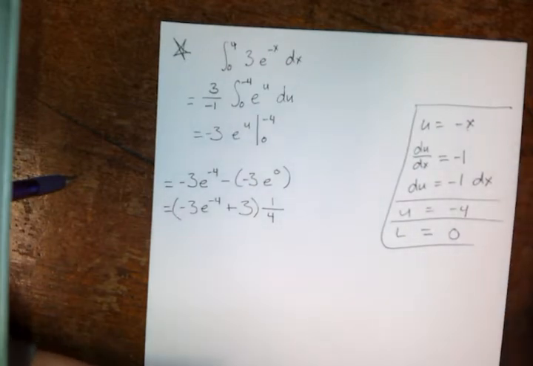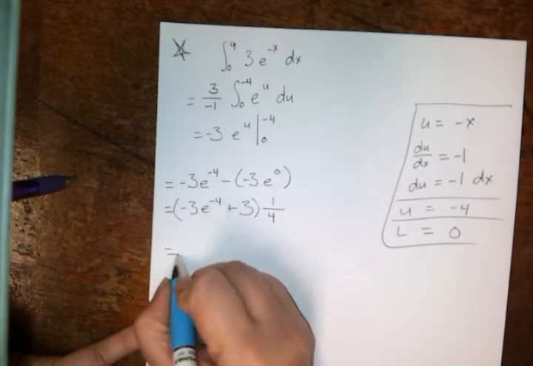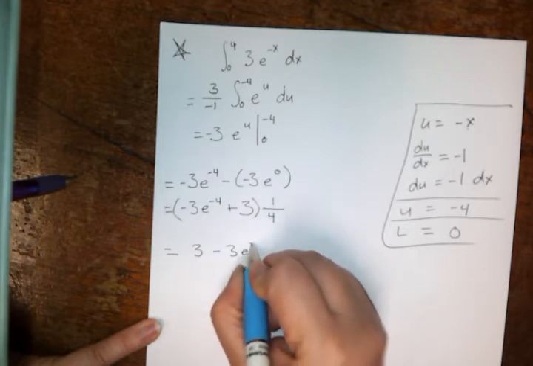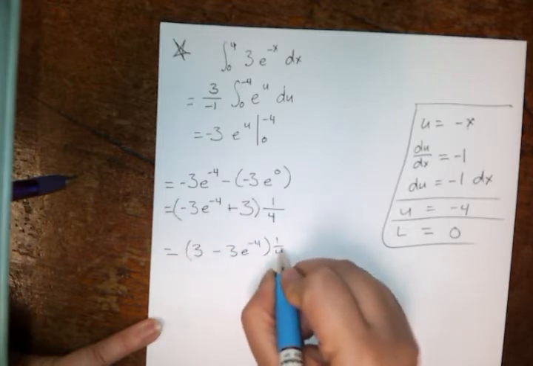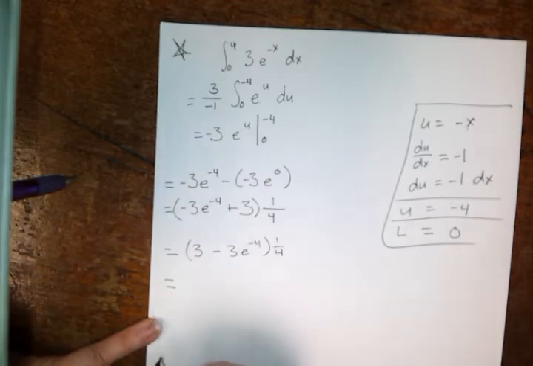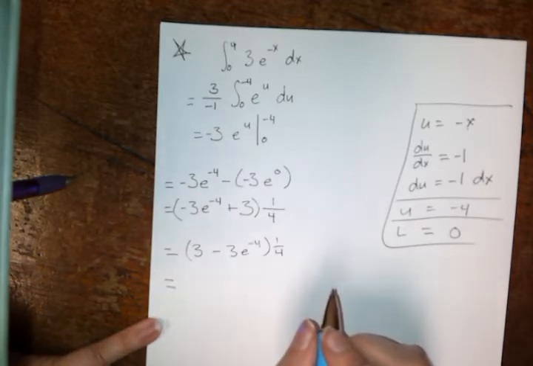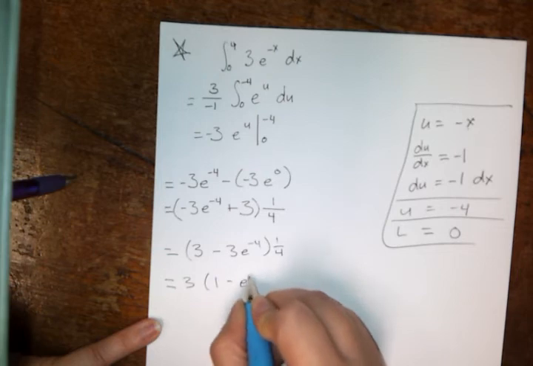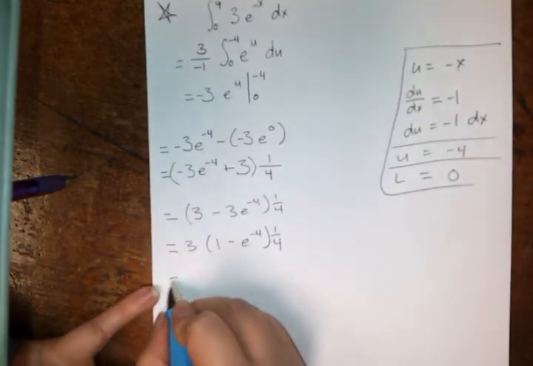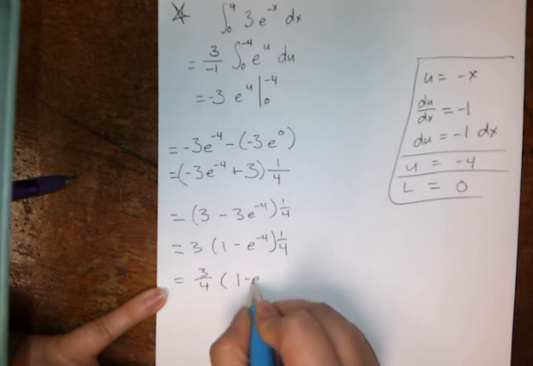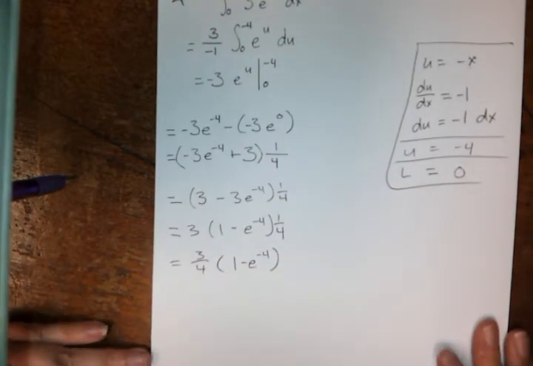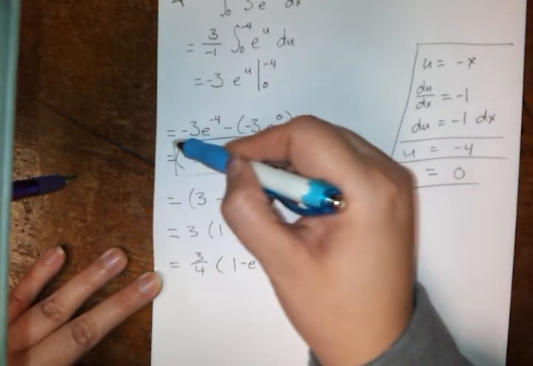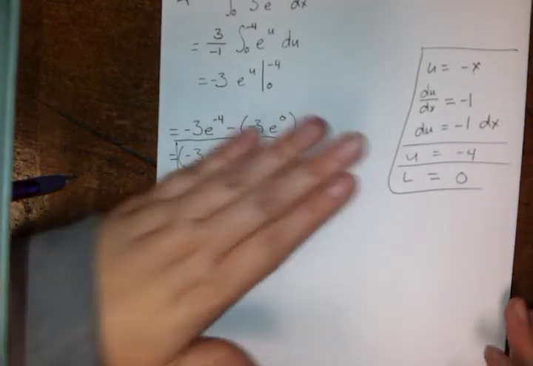If you wanted to do some simplification, you could. I mean, I could rewrite this as 3 minus 3e to the negative 4th times 1/4, and then that would allow me to factor out, let's see, I could factor out 3, 1 minus e to the negative 4th times 1/4, which gives me 3/4 times 1 minus e to the negative 4th. That's probably the simplest you could get that answer, but honestly, if this is what you came up with, this is going to be absolutely okay. So you don't have to simplify beyond there.